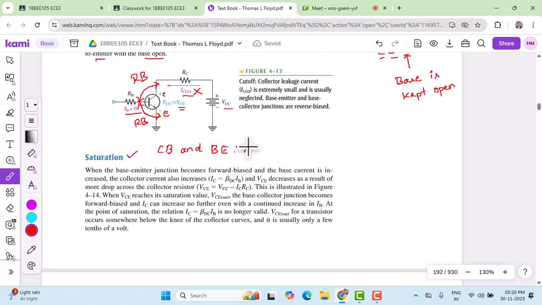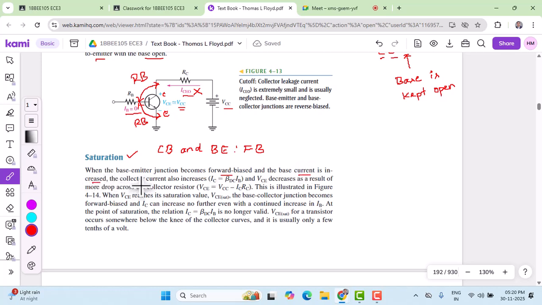Okay, let me write forward bias as FB. Both are forward biased. So here we start with the base emitter junction when it is forward biased, and let us see how the variation in the base current leads to the increase in the collector current. In the saturation region, we know that the base emitter junction is forward biased. The base current is increased.